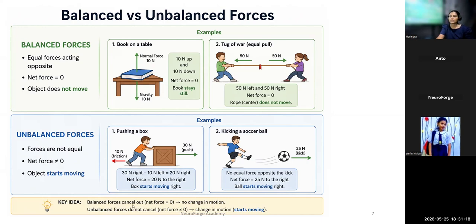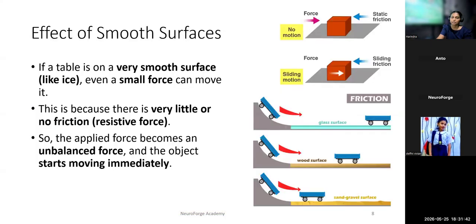Important thing: balanced forces cancel out. You can remember on the board as well: Fa minus Ff, what happened? It becomes 0, which means no change in motion. Unbalanced forces do not cancel. Net force is not equal to 0, it is greater than 0. So there is a change in motion. It starts to move. Okay. Let's go to the next.